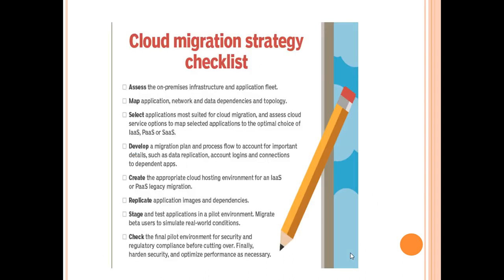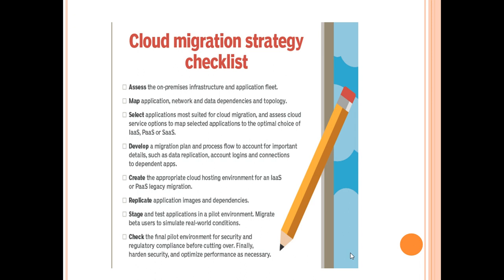Now, when we follow any migration strategy, we need to have a checklist for it. First of all, we need to understand what is available on premises, like what infrastructure and what applications are there. We need to map the applications and their data dependencies. If there are any dependencies on the applications, we also select the applications that are suited for cloud migration. Then we also decide upon what kind of services they are going to offer.